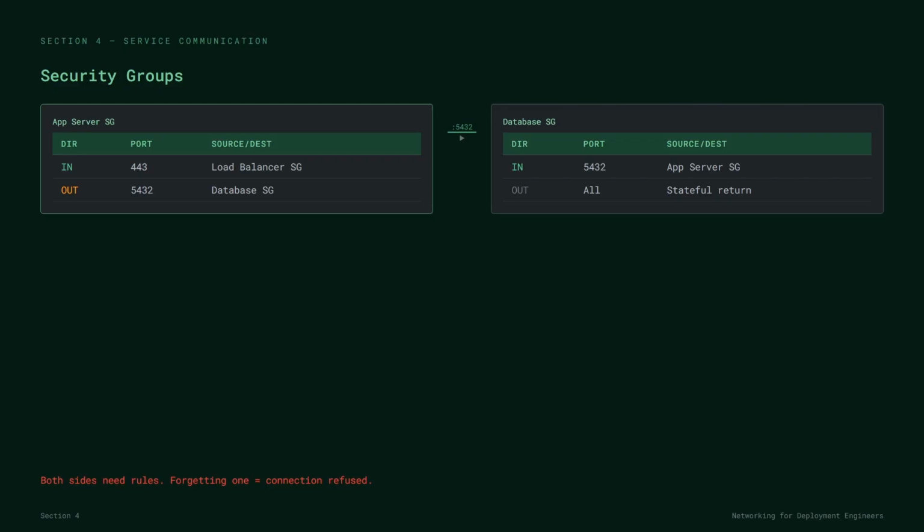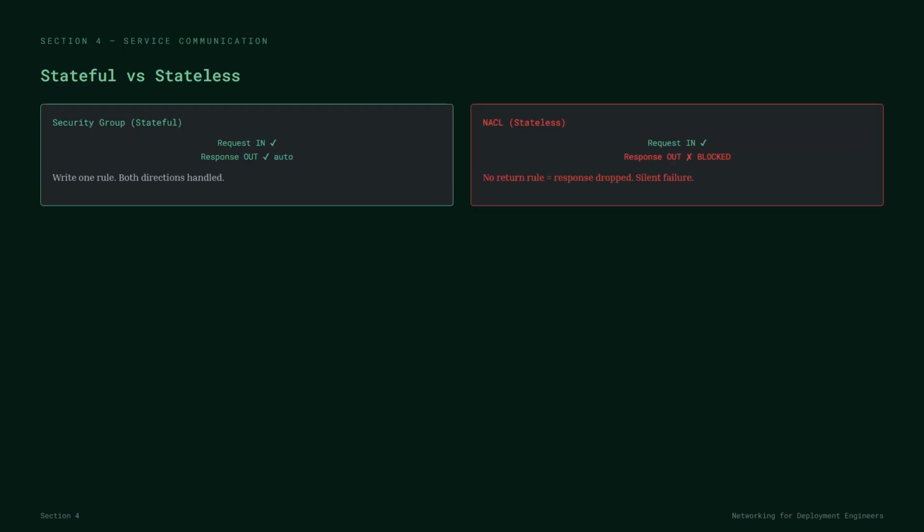Instead of whitelisting specific IPs, you reference another security group. You say allow port 5432 from app server security group. Now, any resource in that security group can connect. You add a new app server, it automatically gets access. This is how you keep rules maintainable at scale.